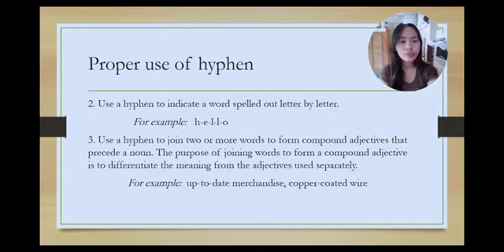And then third, use a hyphen to join two or more words to form compound adjectives that precede a noun. The purpose of joining words to form a compound adjective is to differentiate the meaning from the adjectives used separately. For example, up-to-date merchandise or copper-coated wire. So, up-to-date is already considered a compound adjective on the word merchandise.